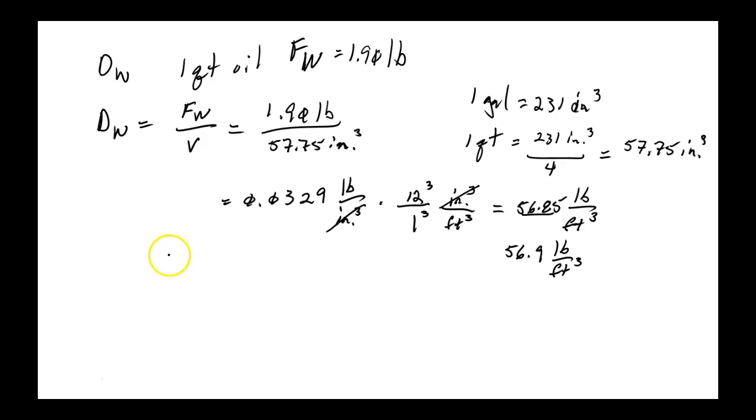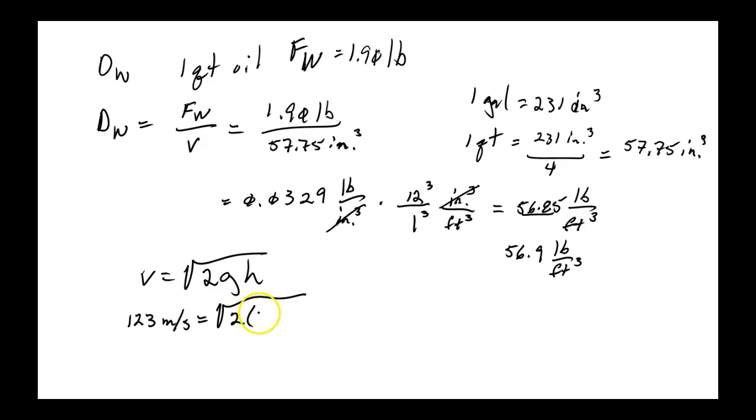Okay, I'll write it down. V is equal to the square root of 2GH. Now I know what 2 is. What is G? 9.80. Oh yeah, that's what it is. So we have V, and they gave you V, didn't they? 123 meters per second is equal to the square root of 2GH. And what is G? 9.80 meters per second squared times H.